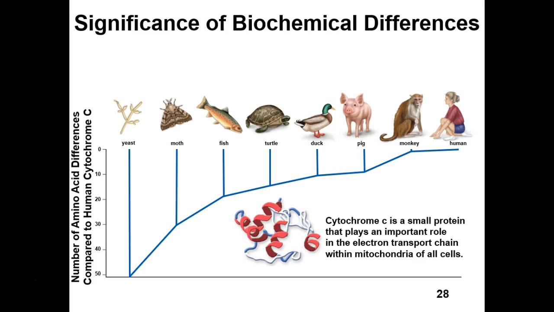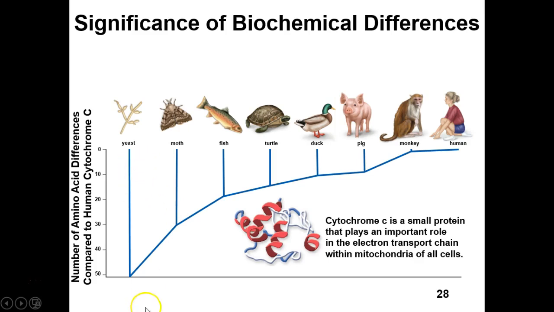So when we look at a protein called cytochrome C, which is found in different animals that use aerobic respiration for energy, we see that the number of amino acid differences between a human and a monkey is almost nil. There's maybe one difference. Whereas between a pig and a human, there's close to 15 differences. A duck, there's even more. Turtle, fish, a moth, there's a little over 30 differences.